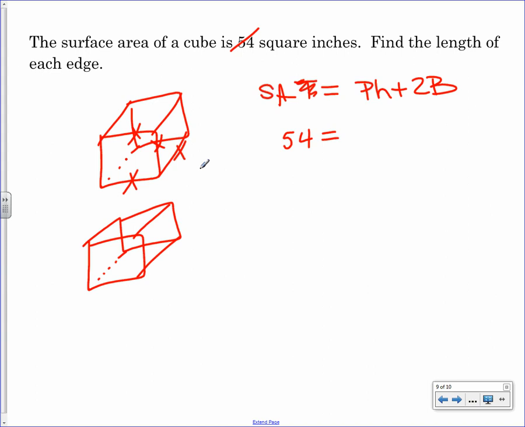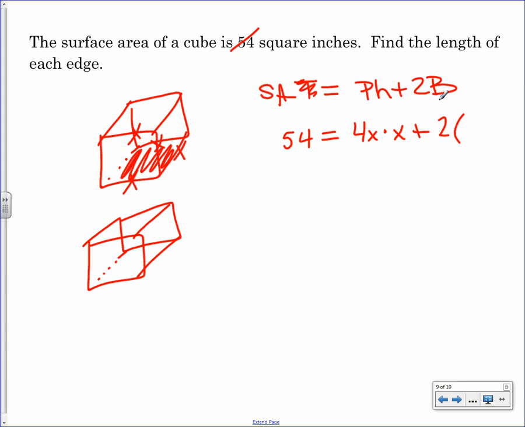Okay? So let's fill in what we know. P stands for the perimeter of the base. Again, with the cube, we would probably call the base the bottom. It technically doesn't matter. So if I'm talking about the bottom, what shape is that? A square. Perimeter of it would be 4 of the X's, right? The base is X plus X plus X plus X, which is 4X. Is that okay? What's the height? X, right?